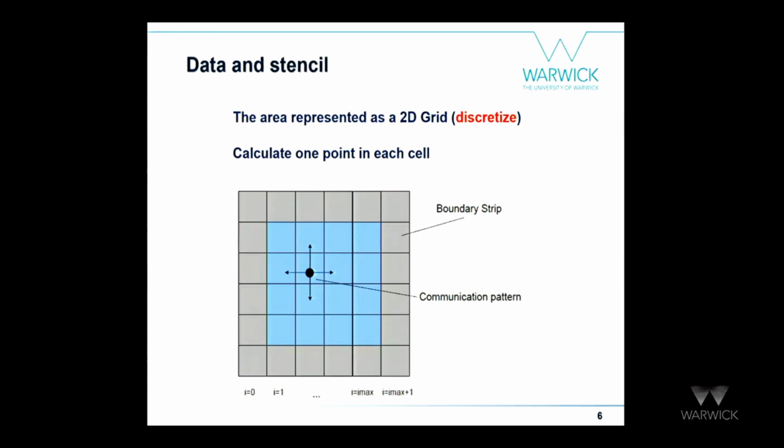So we discretize a 2D space into a grid of cells, and the outermost cells are called the boundary strip, which is basically the border of the space. They are not fluid. And there is a very important concept called communication pattern, which means that in order to calculate the solution for one point, for example this black point, it needs to get data from neighboring cells. In our case, it needs to get the data from 4 neighboring points. So this is the communication pattern.